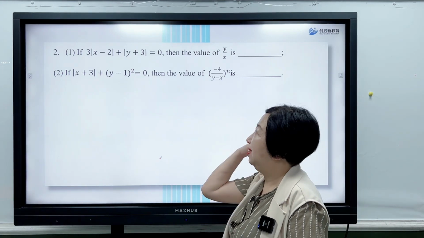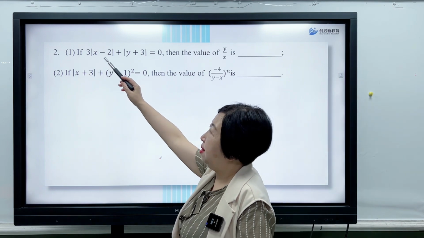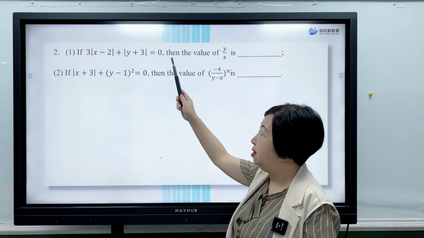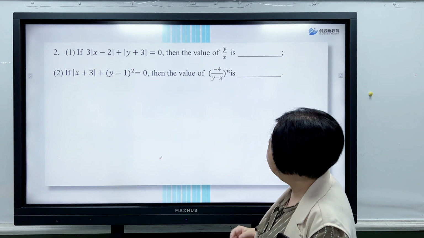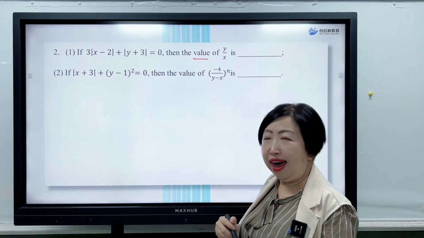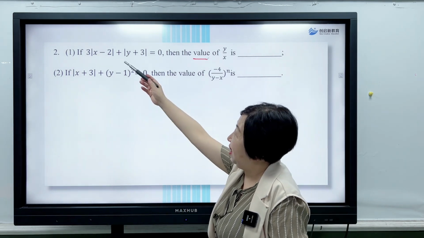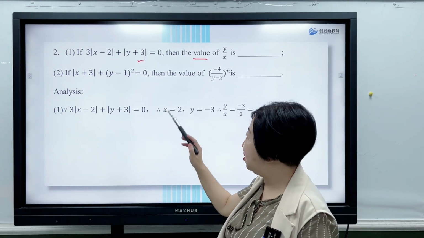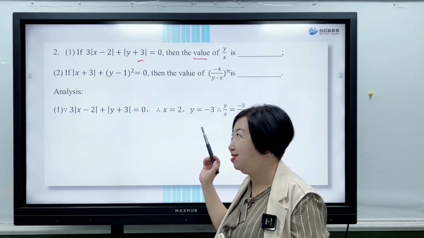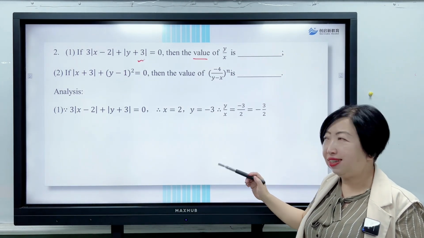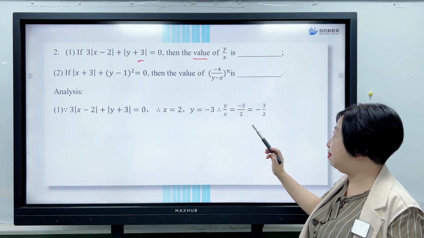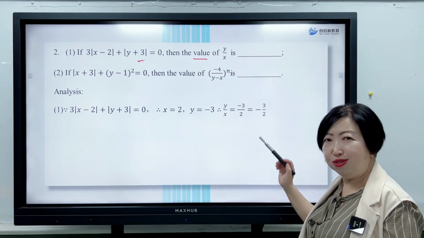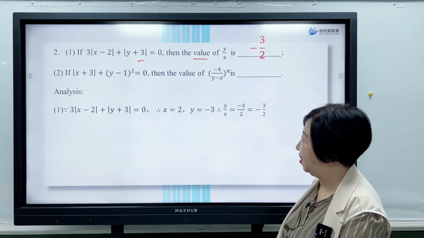Let's go on. If 3 times |x - 2| plus |y + 3| equals 0, so the value of y divided by x is what? We now know here must be 0, here must be 0. So x equals 2, y equals negative 3. So y divided by x equals negative 3 divided by 2, which is negative 3/2.